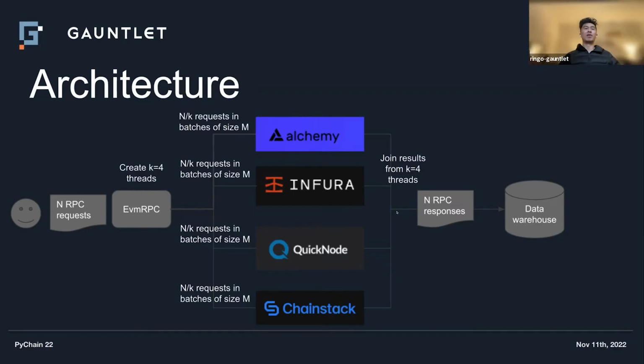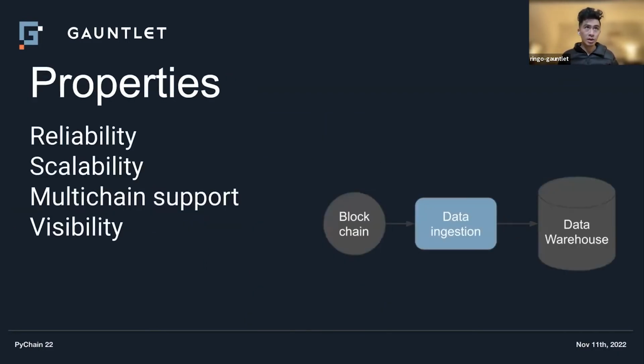So this is the high level architecture of our solution, which we call internally Web3 ETL. I'll go over some properties of this solution, why we built it this way, and what advantages it's been giving us here at Gauntlet. The 4 properties I want to focus on today are reliability, scalability, multi-chain support, and visibility. And just to remind you again, we're focusing on the data ingestion piece right here.